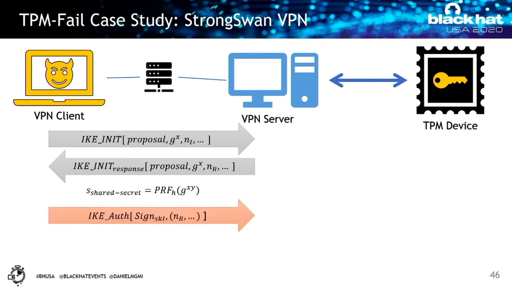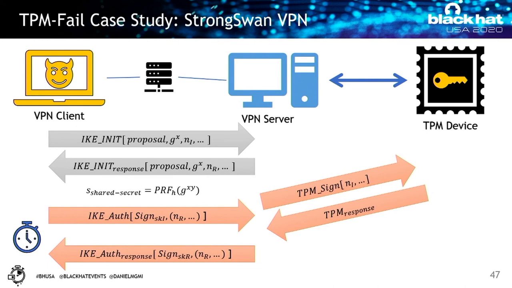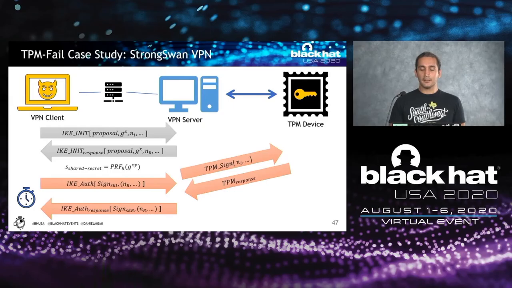So the authentication happens in the next IKE exchange. During this exchange, the VPN server doesn't even have access to the key, and it's going to ask the TPM device, hey, this is a message, please sign this for me. The TPM device signs the message, then the server gets the response and sends it to the client, and the client can verify that this server is a legitimate server. The good thing about using this TPM is that even if the server is compromised, nobody can have access to that private key, so nobody can impersonate the role of the VPN server.